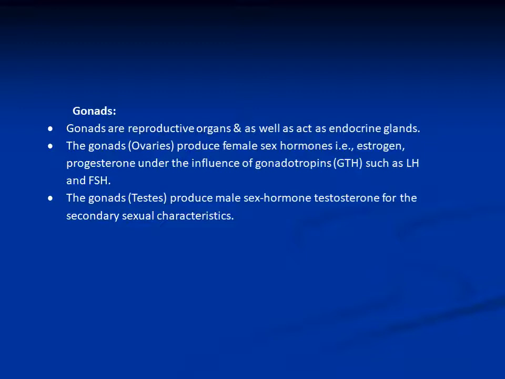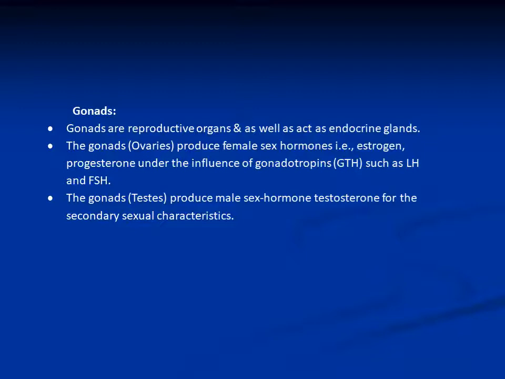Now let's start with the ovaries. Ovaries produce female sex hormones like estrogen and progesterone, under the influence of which hormones? As you know, gonadotropic hormones such as luteinizing hormone LH and follicle stimulating hormone FSH. These gonadotropic hormones stimulate the secretion of estrogen and progesterone. What is the function of estrogen?